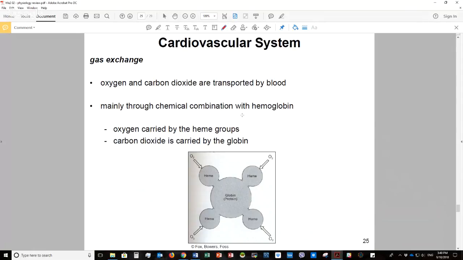So we talked about this. Hemoglobin is divided into 2 parts: the heme part and the globin part. Oxygen likes the heme part, and CO2 likes the globin part. So that's nice. It's kind of like a shuttle that carries two different kinds of passengers. It can handle it all.